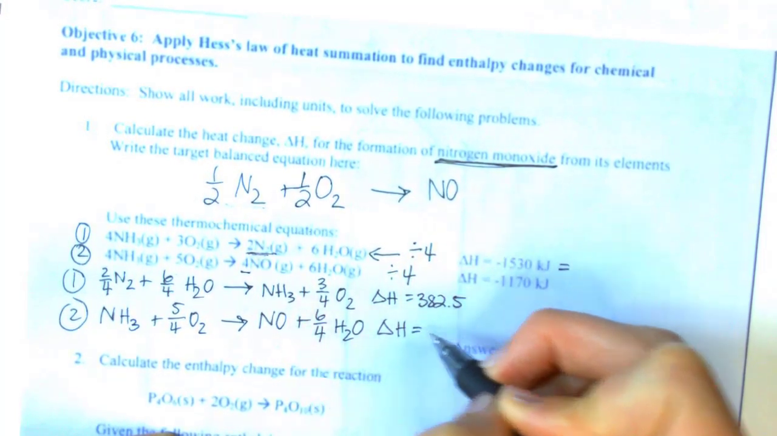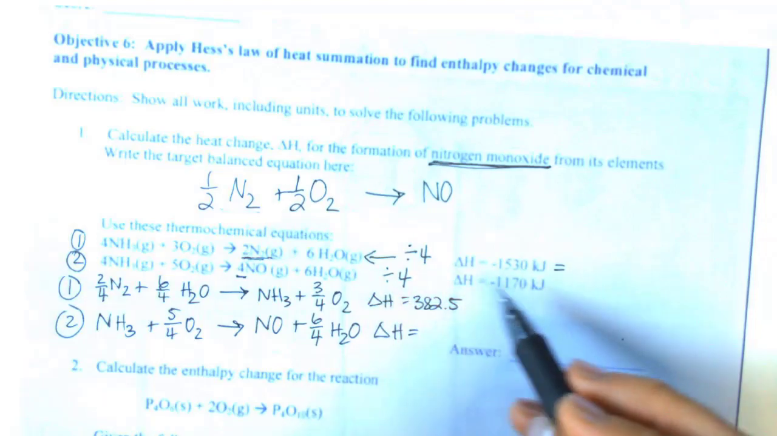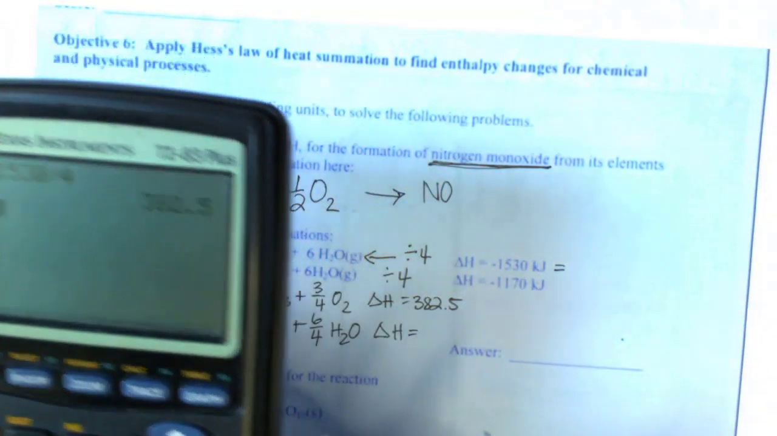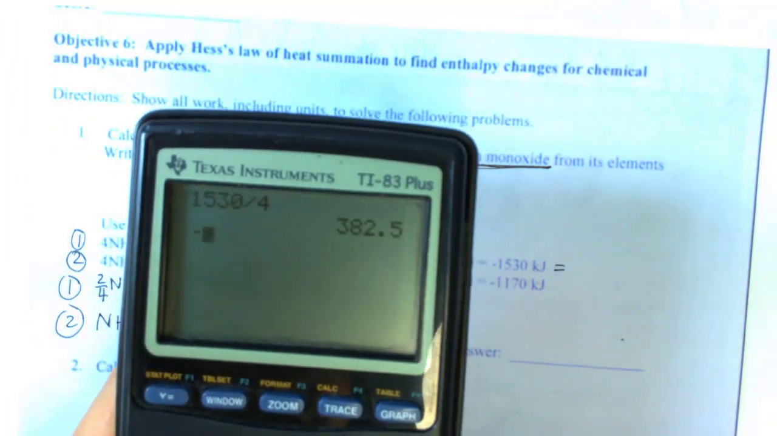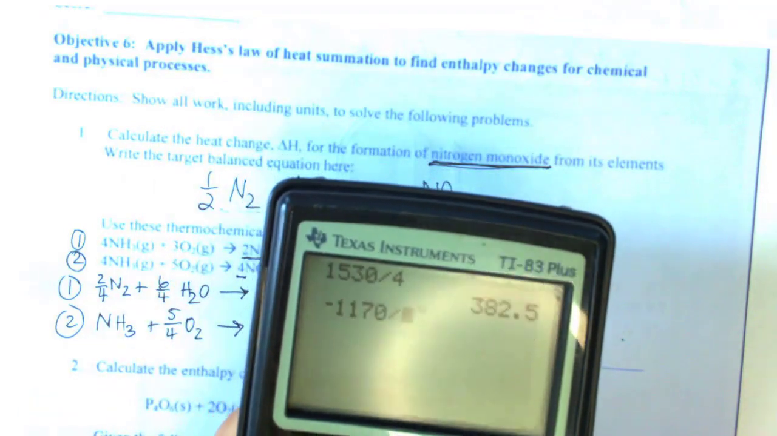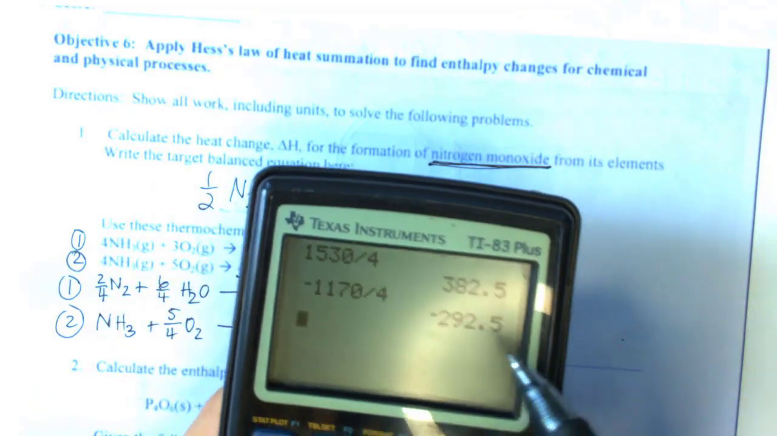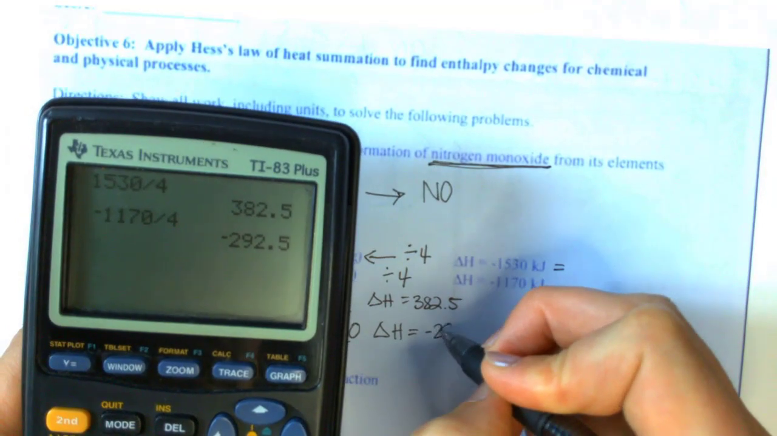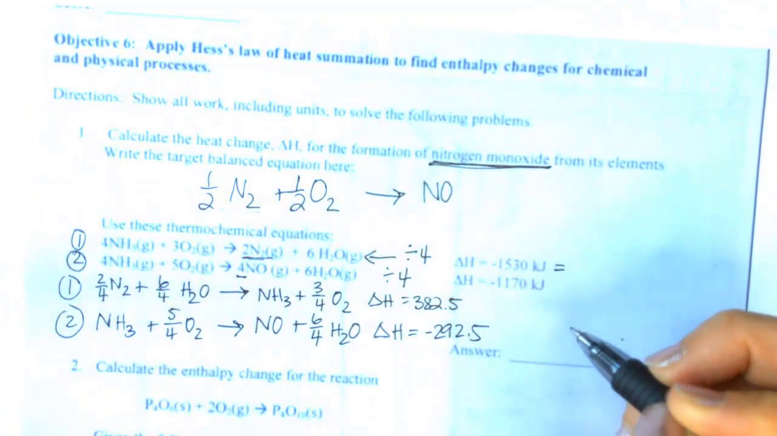And then let's check my delta H. I kept the sign the same, all I did was divide it by 4. So negative 1170 divided by 4. So my new delta H is negative 292.5 kilojoules.